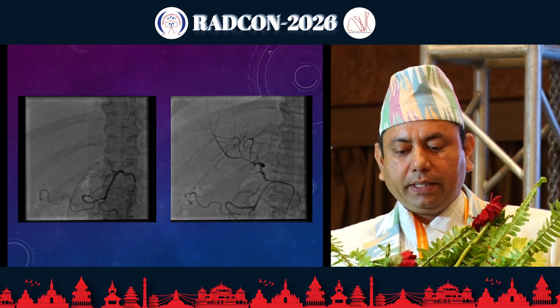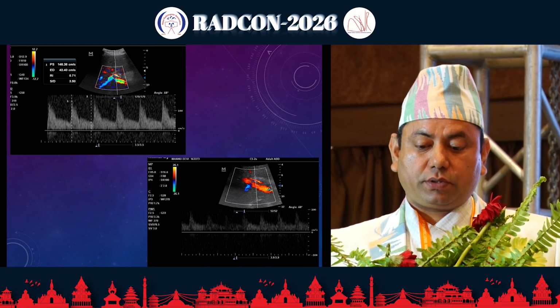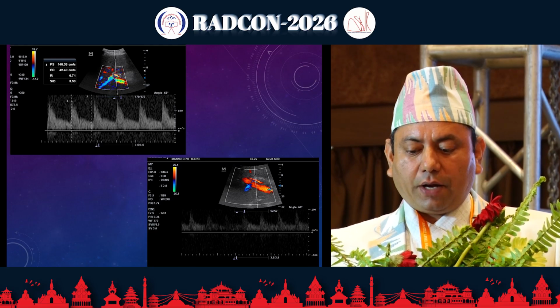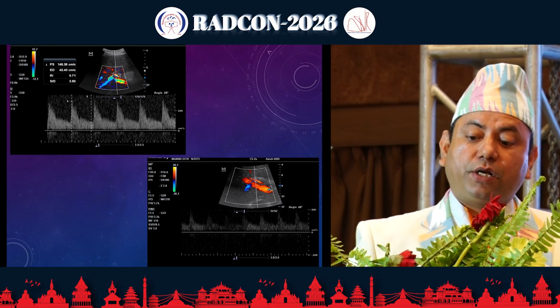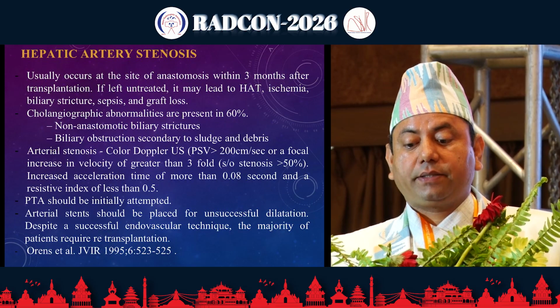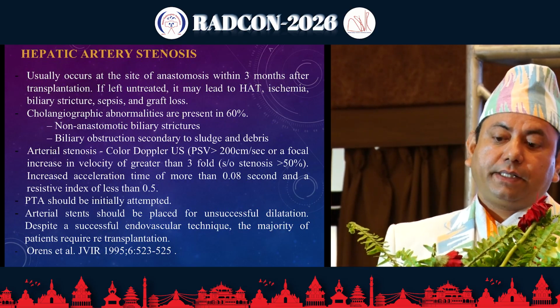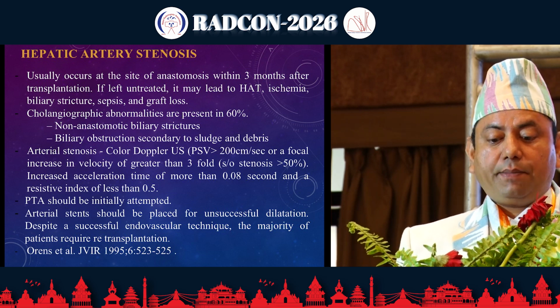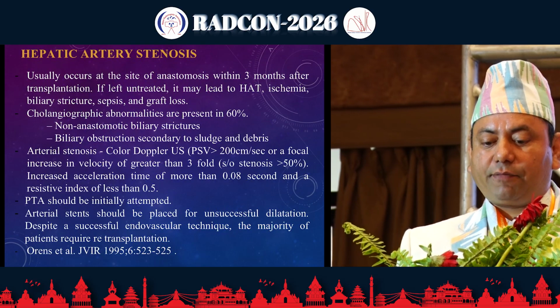This is also the hepatic artery, and following the Doppler ultrasound done by the radiologist, it shows the normal hepatic artery waveform, and the patient is doing good. Hepatic artery stenosis usually occurs at the site of anastomosis within 3 months after transplantation. If left untreated, it may lead to hepatic ischemia, biliary strictures, sepsis, or even graft loss.